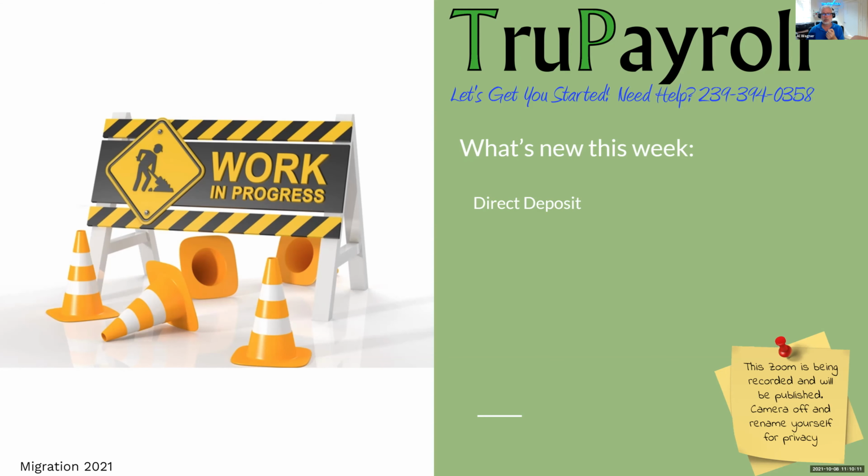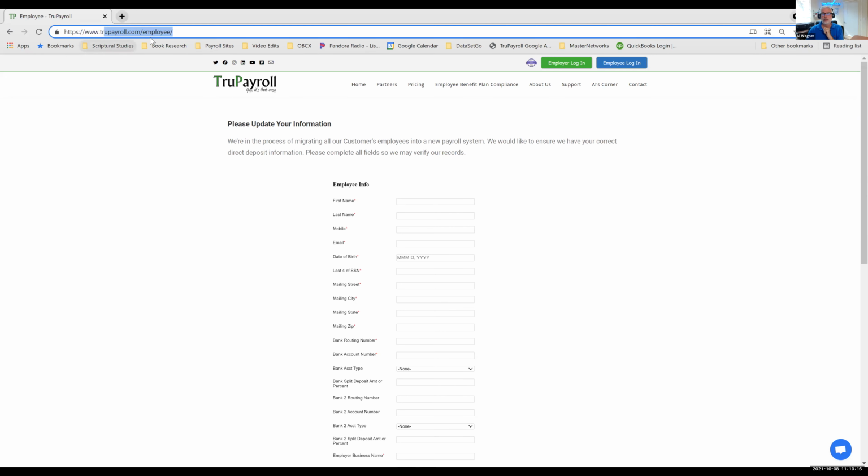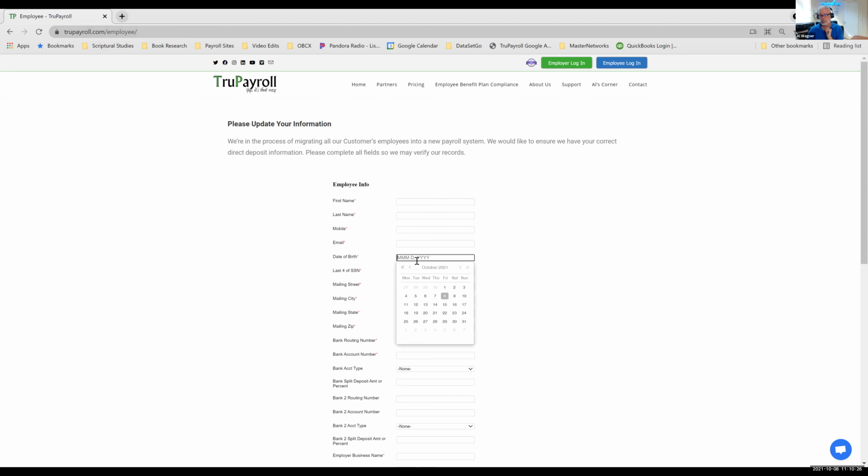So I'm going to slide this over. And this is at TruPayroll.com/employee. And you can see it's actually a secure form, so this is perfectly okay to fill out. The challenge that we've had is the way in which the form is displaying. I don't know in what world or universe there's a month with 3 numbers in it, but this seems to suggest that we have 3 numbers for a month, 1 number for a day, and of course the year.